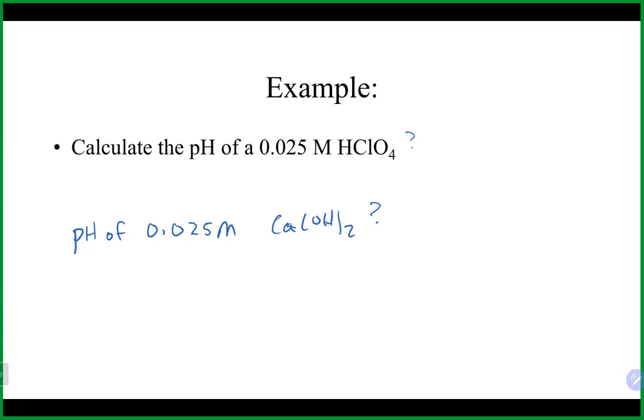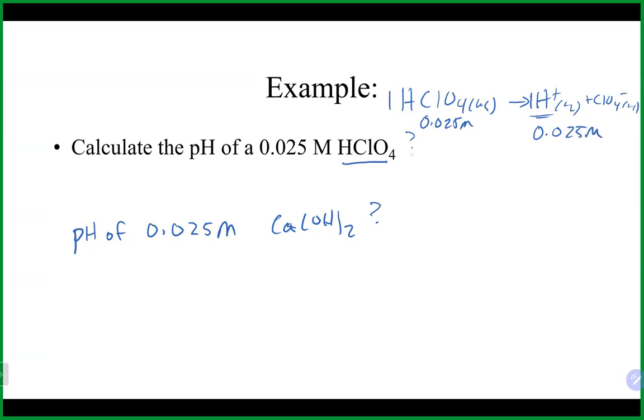Okay, let's take a look. This is a strong acid, which means it's going to 100% break apart into ions, and you'll get your H plus and your perchlorate. This is 0.025 molar. It is the H plus that's important. It is a 1-to-1 relationship, which means the H plus concentration here is going to be the same. The pH then would be minus the log of 0.025, which gives us 1.60 as our pH, which is acidic. Any questions on that one?